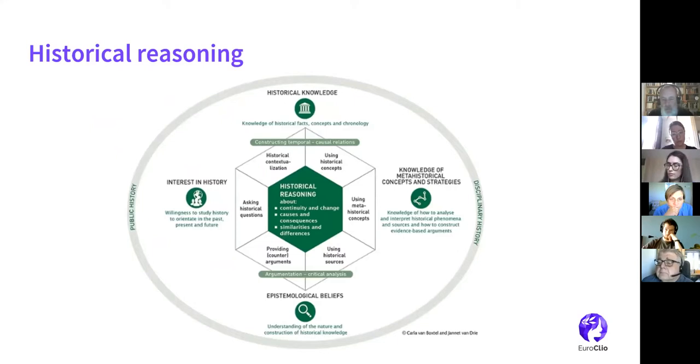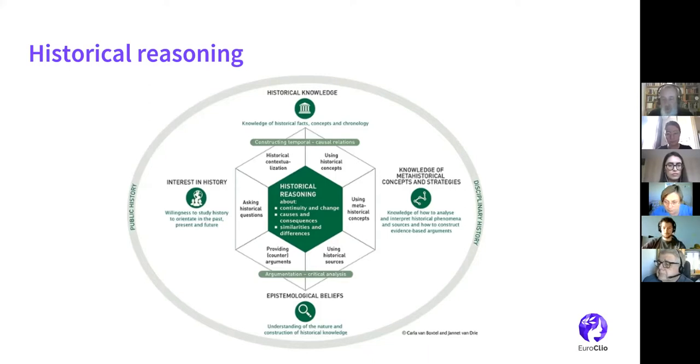This is a model of historical reasoning, right? Because change and continuity are two concepts that are very much an important pair in the idea of historical reasoning. This is just one model, the model that has been widely used in the Netherlands. And I think that it's also present in some documents from EuroClio. So I hope that some of you are familiar with that. If not, the article on which it's based is a good read.